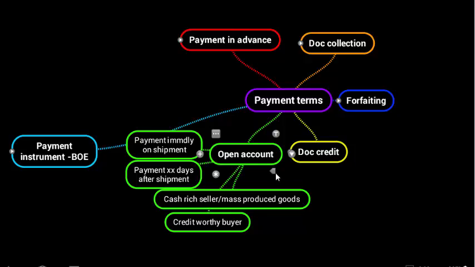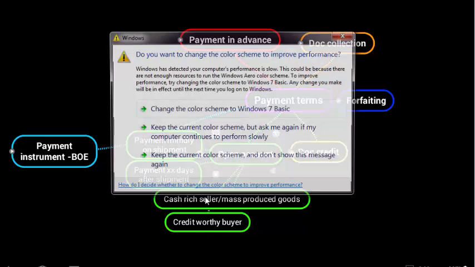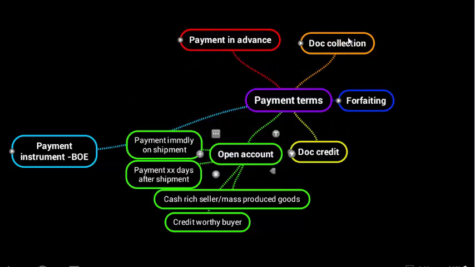When do people choose this open account? When the seller is cash rich, he is able to part with the goods and wait for the money to come, and give credit. Or if it is mass produced goods and there is no customization required and they are looking for ways and means to push the goods into the market. The other one will be if the buyer is felt to be credit worthy, then the seller will be willing to go in for open account.